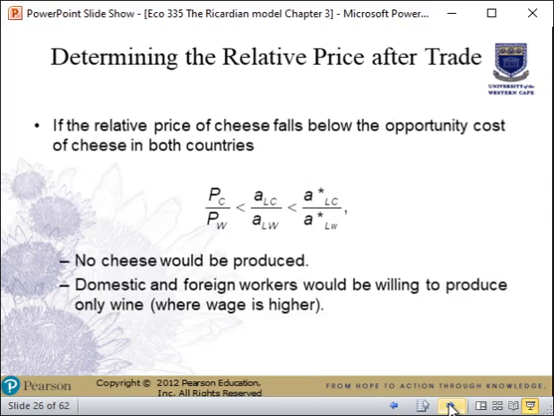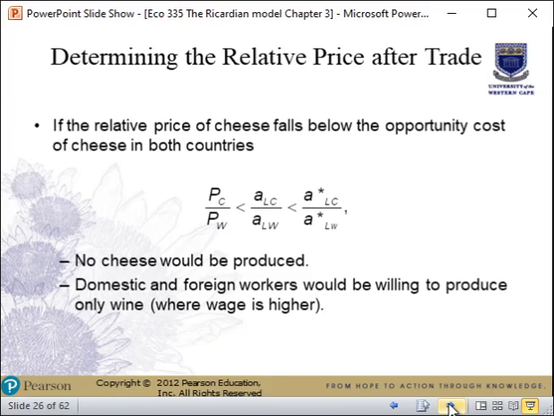Recall that the home nation worker will work in the cheese sector if the relative price of cheese in terms of wine exceeds the opportunity cost. More so, they can decide to work in the wine sector if the relative price of cheese in terms of wine is less than its opportunity cost. The same applies to the foreign nation. Furthermore, we have assumed that the home country has a comparative advantage in cheese production. Therefore, 5 scenarios guide the structure of our relative supply curve.